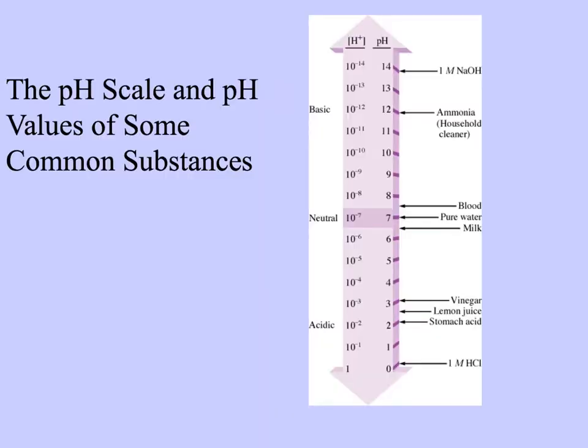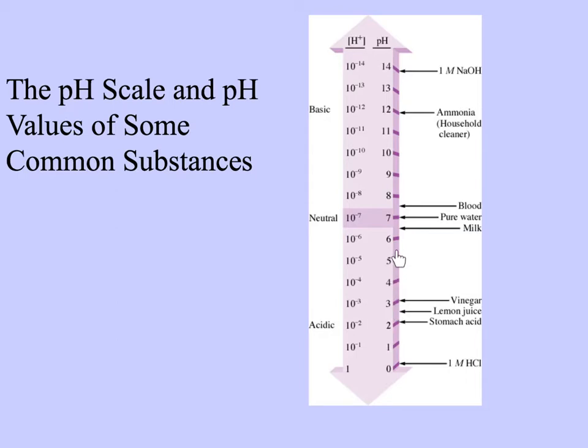Now, these are just some examples of household items that you are familiar with and where they fall on the pH scale. All right, so we know things that are less than 7 are acidic. So hydrochloric acid, which is a very strong acid, notice that it's practically 0. That is very, very acidic, okay? Stomach acid, we know, is also very acidic, so that's a 2. Lemon juice. Vinegar is a weak acid, but it's still acidic, and that's like a 3.